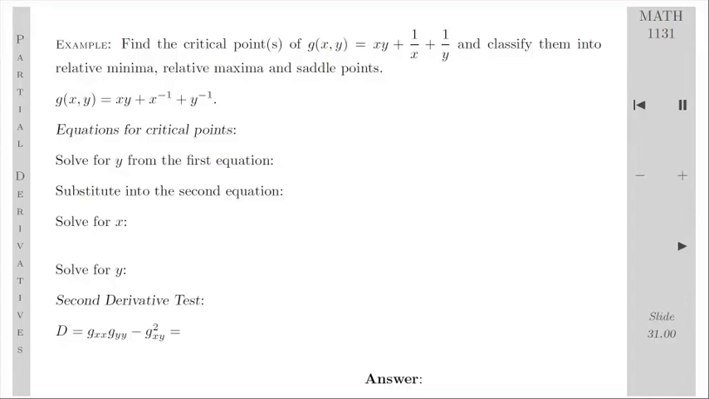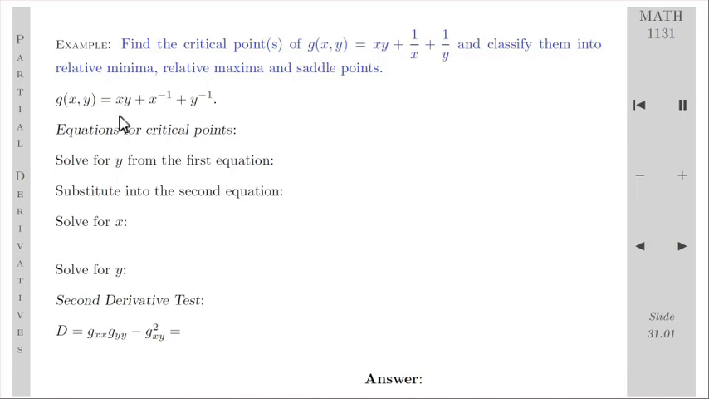Welcome. We're going to do another example of finding and classifying critical points for a function of two variables. This time I don't have a polynomial, so in particular I'm going to get a nonlinear system. The function is xy plus 1 over x plus 1 over y. Differentiation will be easier if I write the fractions in terms of negative exponents.